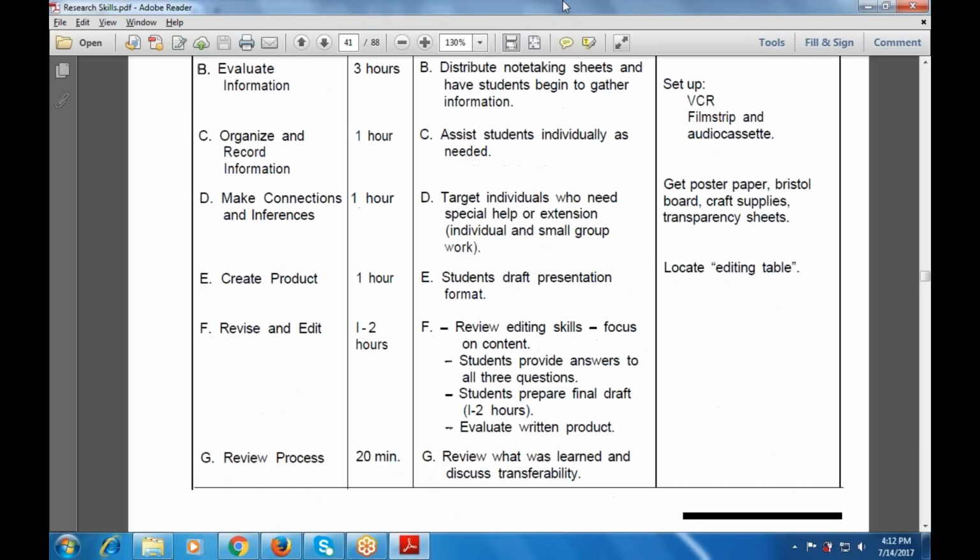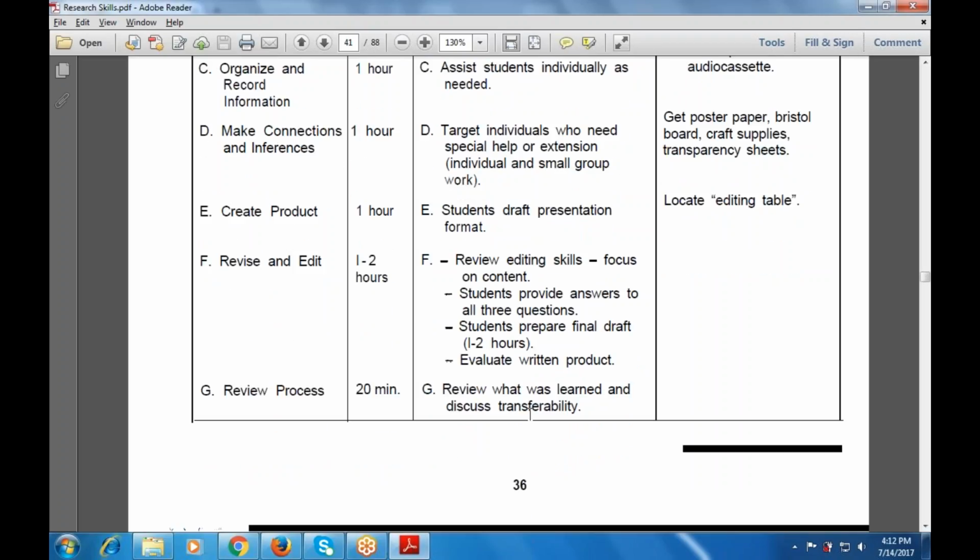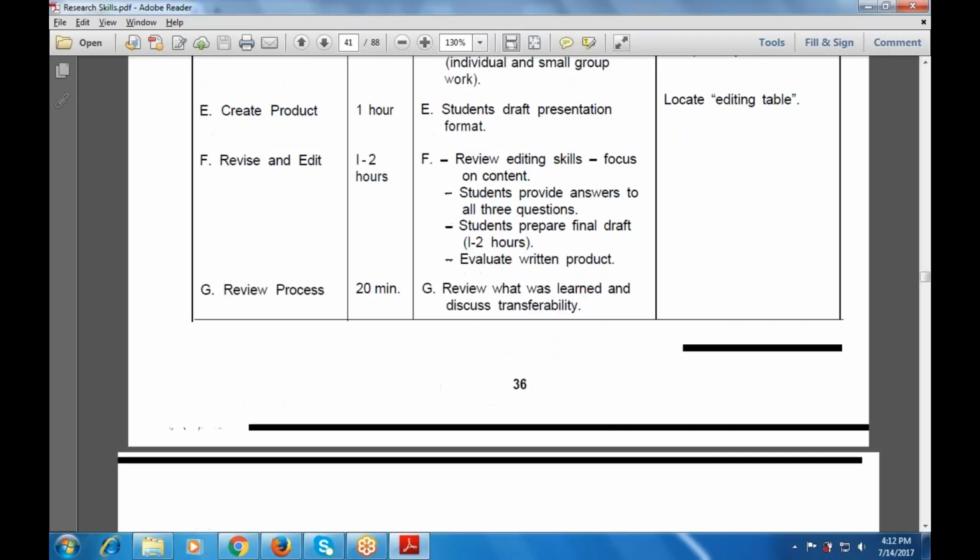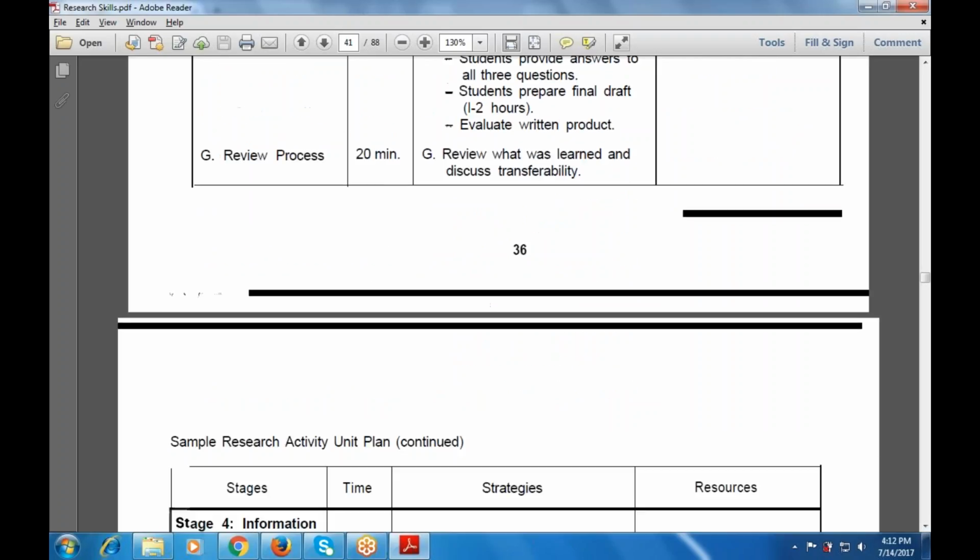1 to 2 hours. Review editing skills. Focus on the content. Students provide answers to these 3 questions. Students prepare the final draft. It also takes 1 to 2 hours. Then evaluate the written product. Yes, a written product means a finished product that comes after each and every stage of the SDLC, the System Development Lifecycle, or Software Development Lifecycle. Then review the process, review what was learned and discuss transferability.